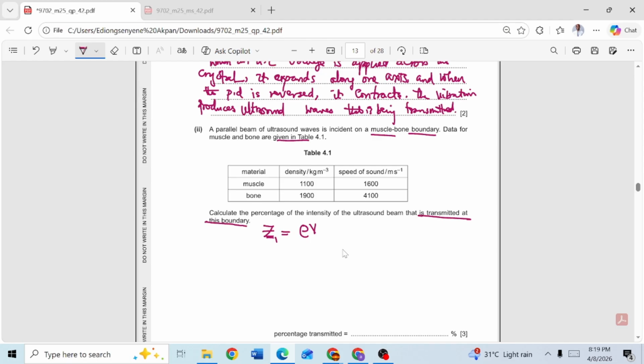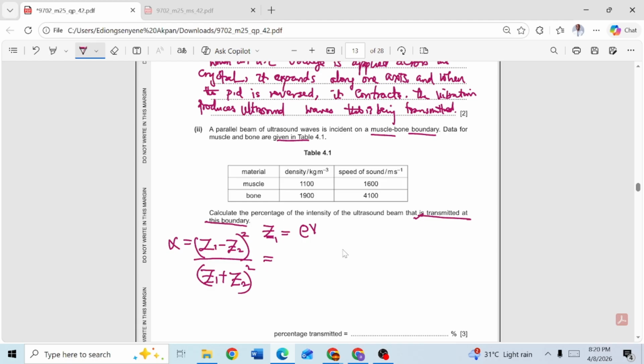The first thing is that they may give you raw material for you to use to get what they are looking for. The next thing is that when you were learning, we taught you that the coefficient of reflection is impedance Z1 minus Z2 all squared divided by Z1 plus Z2 all squared. When you are using this formula, you are looking for the coefficient of the reflected wave. But the question here is to find the percentage transmitted at the boundary. So this is what you are going to do.